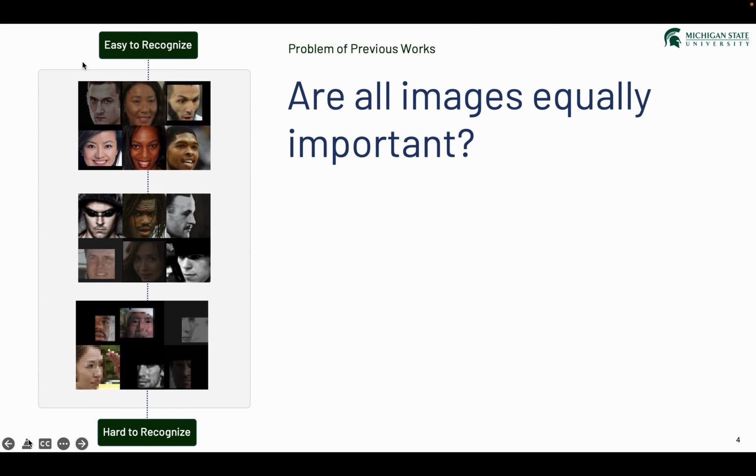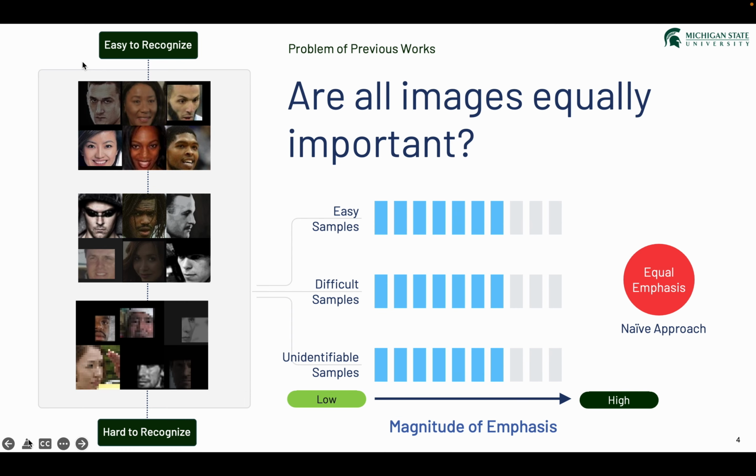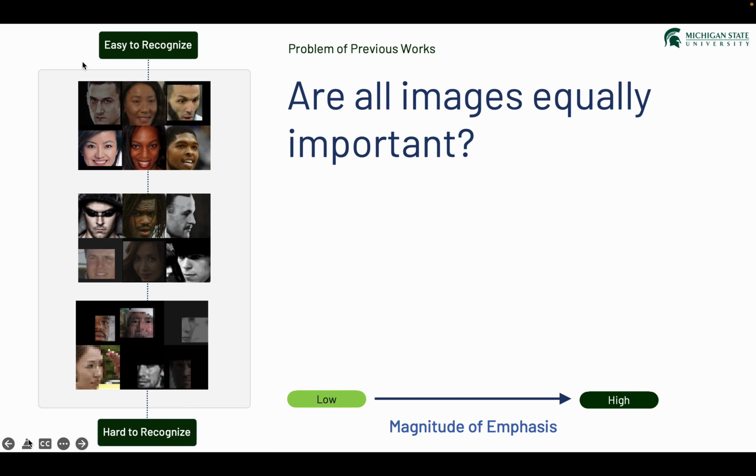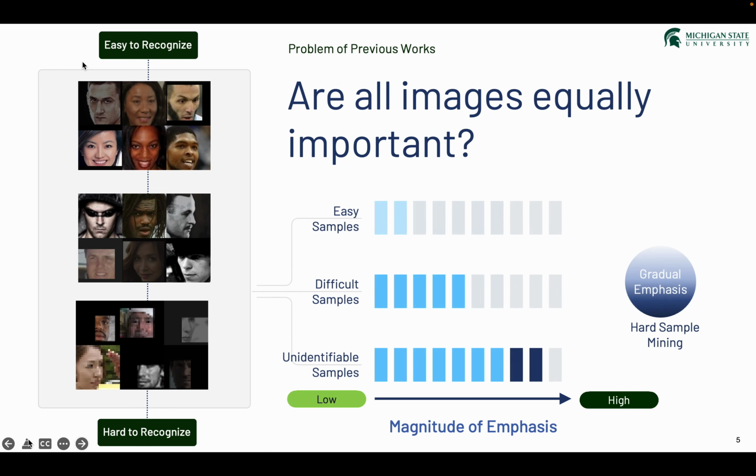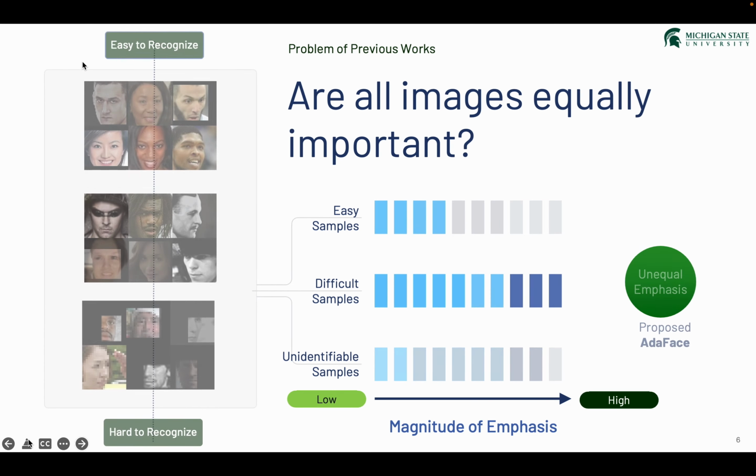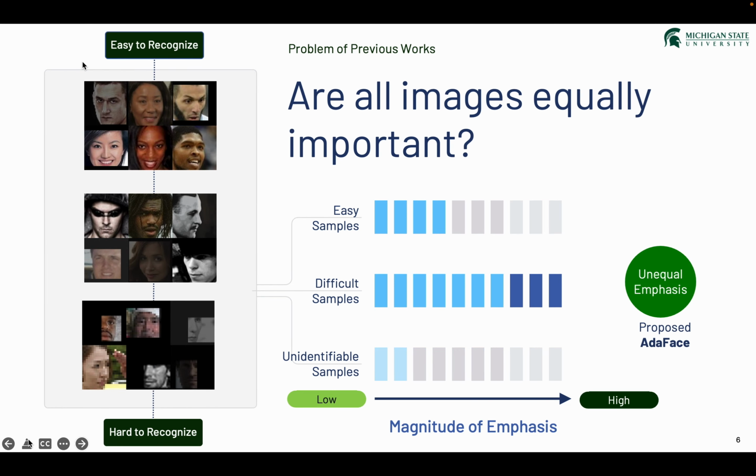To tackle this question, we have to look at the sample emphasis during training. Conventionally, all training samples are treated equally without deliberate change in the sample weights. Some works acknowledge that hard sample mining or curriculum is important. However, hard sample mining puts a strong emphasis on unidentifiable images. It is because unidentifiable samples are naturally very hard samples. So we aim to put an unequal emphasis on samples of different difficulty, specifically emphasizing difficult samples while avoiding fitting too much on unidentifiable samples.